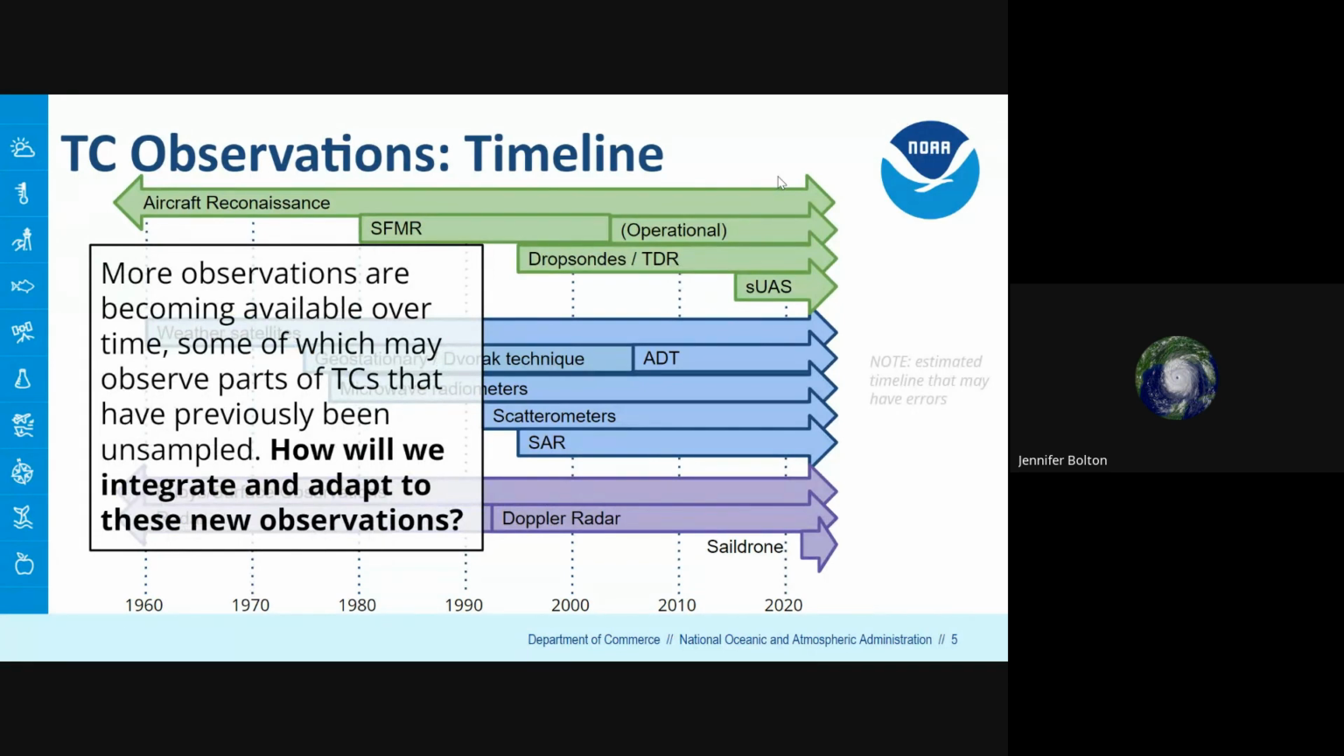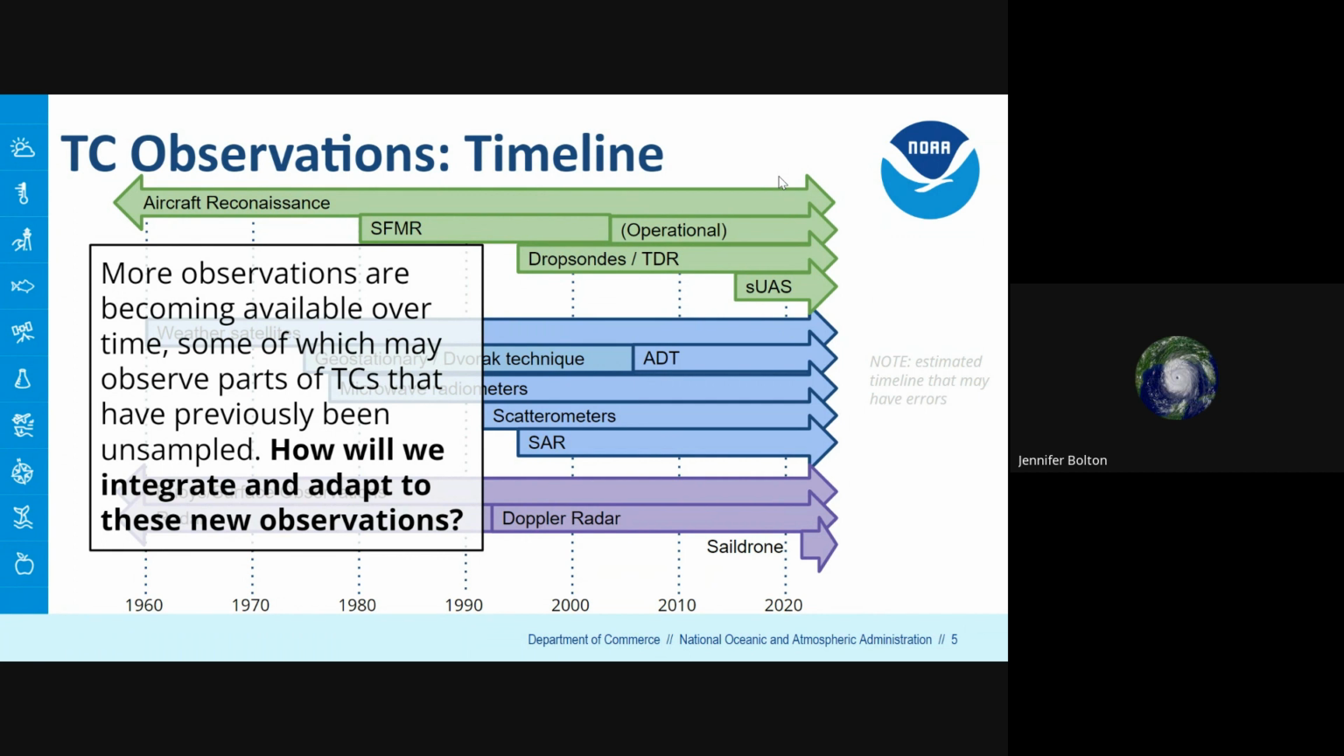So one of the things I want to mention here is that as more OBS are added to our suite here, some of them may start observing parts of storms that we've never been able to sample before. These unmanned drones can go places where manned aircraft can't. And how will we integrate and adapt those observations into this whole workflow of our analysis of the storm and everything else?